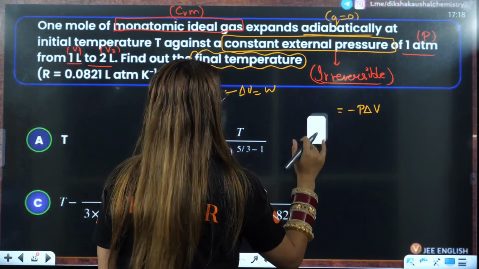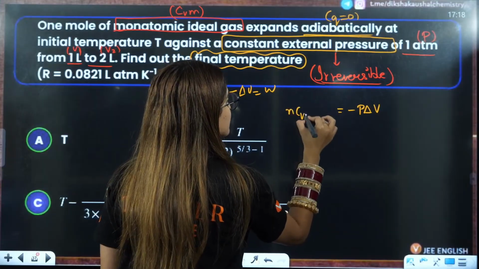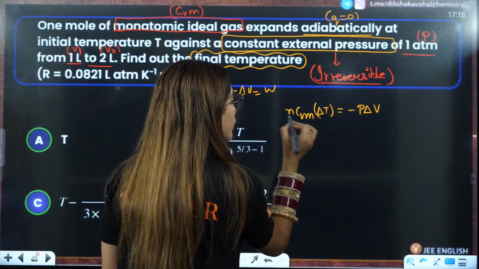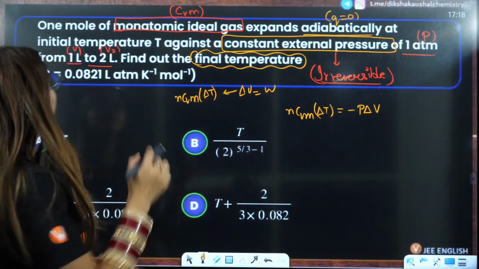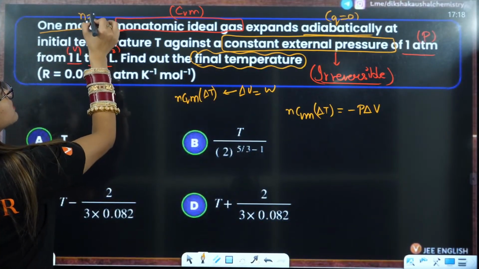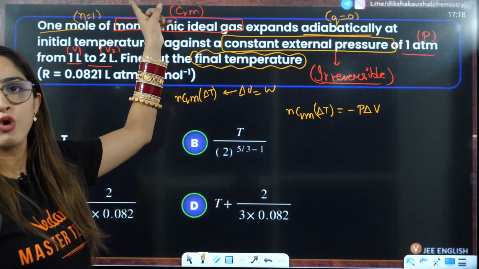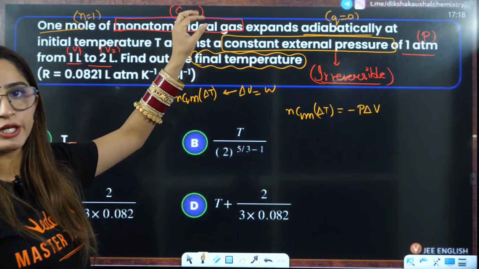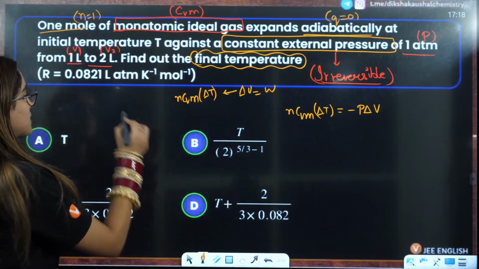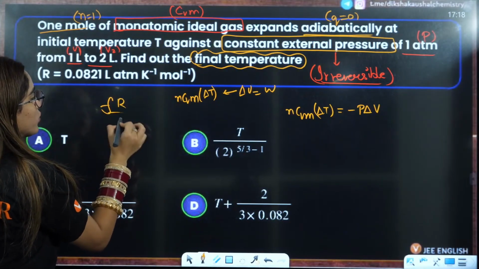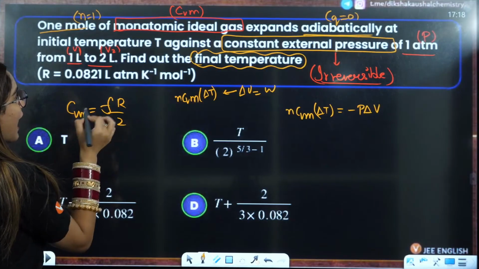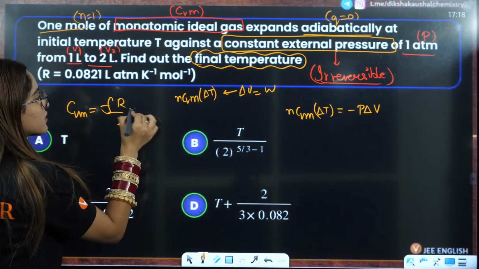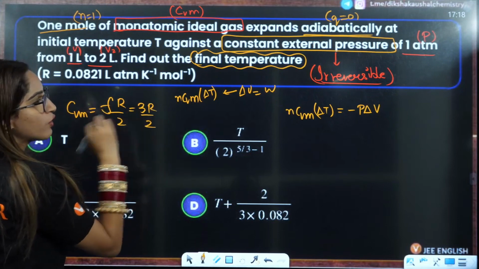Work done is equal to nCvΔT. Now the value of n you already know, they are talking about number of moles as 1. Cv for a monatomic gas, you should know the value of Cv: f R by 2, where for a monatomic gas the degree of freedom is 3. So the answer will be 3R by 2 as the value of Cv.